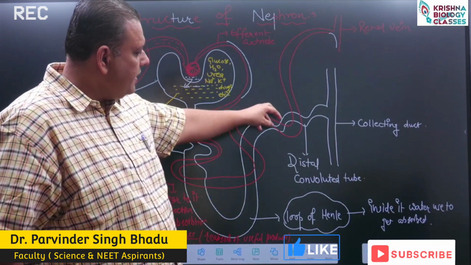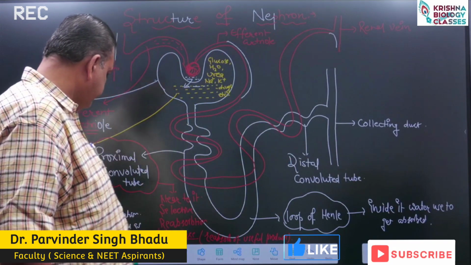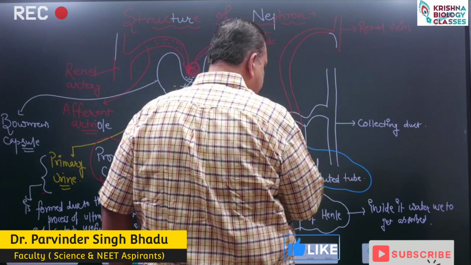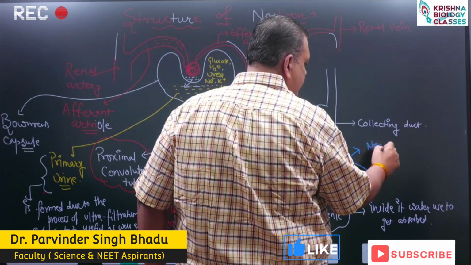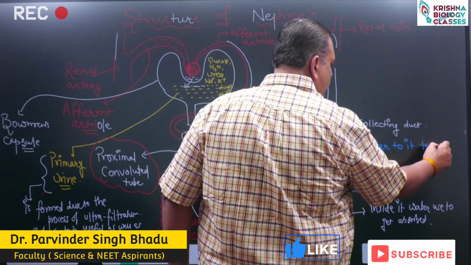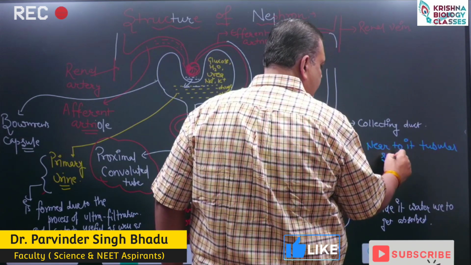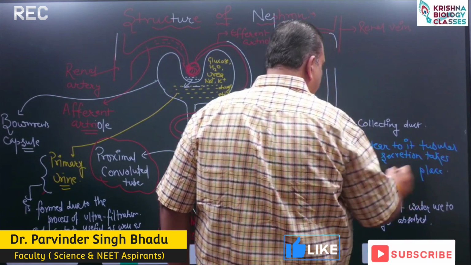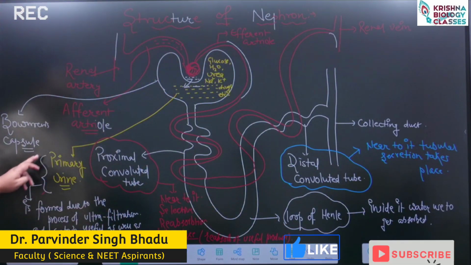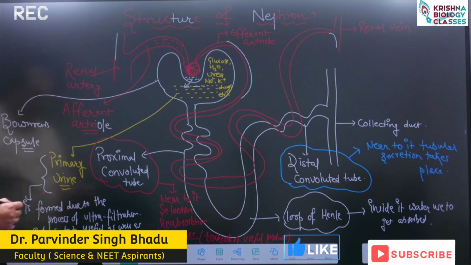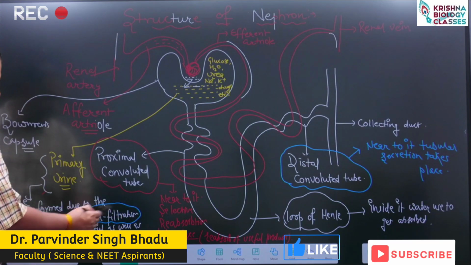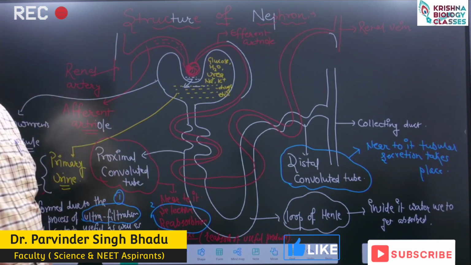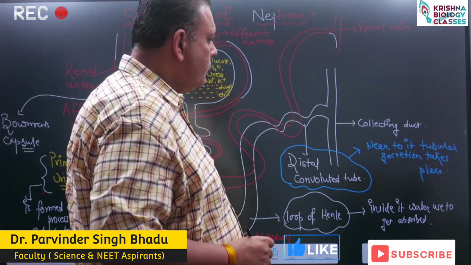The filtrate will move further near to the distal convoluted tube. Near to it, tubular secretion takes place. So the urine formation is a 3-step process. First is ultrafiltration. This is our first step. Second one is selective reabsorption, and third one is tubular secretion.